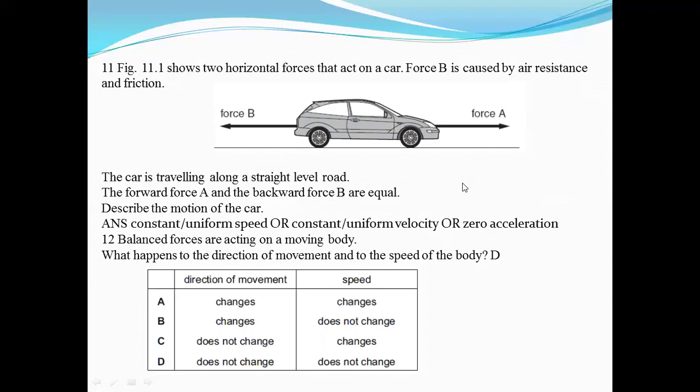Question number 12. Balanced forces are acting on a moving body. What happens to the direction of the movement and to the speed of the body? Under the action of balanced forces, there is no change in the speed and in the direction of the movement of the body. So correct answer is D. No change in the direction of the movement as well as the speed.